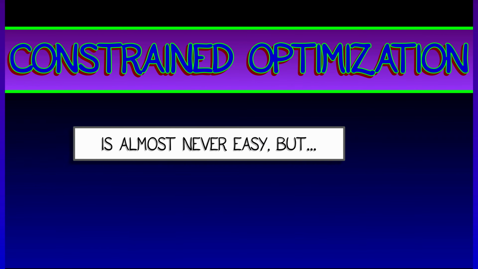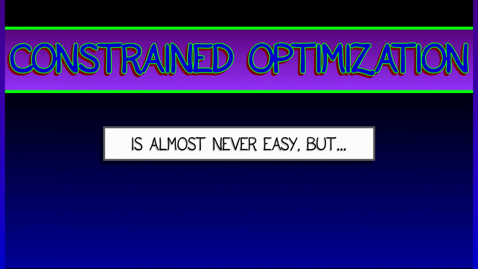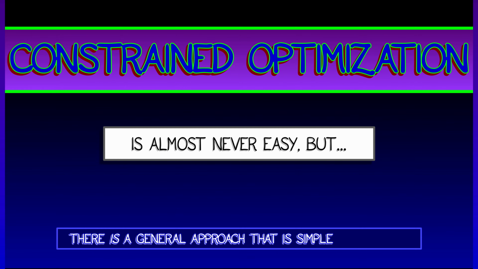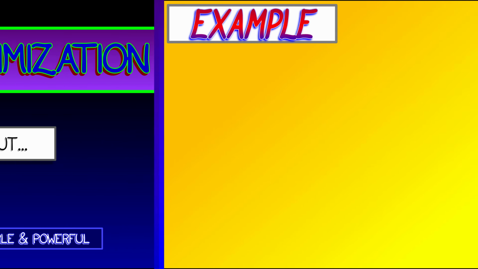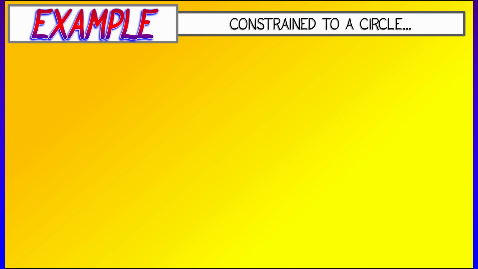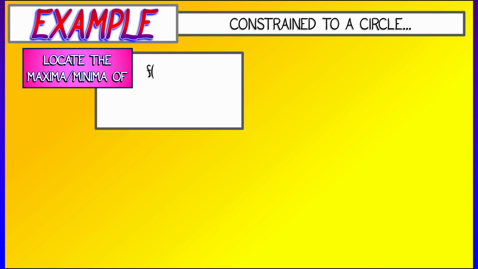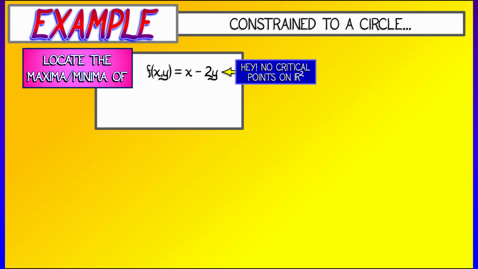Let's face it, constrained optimization is almost never easy, but there is a general approach that is as powerful as it is simple. Let's look at an example where we start off doing things the traditional way. Find the maxima and minima of the function f of x, y equals x minus 2y. Hey, wait a minute, this isn't going to work. This function's too simple. There are no critical points on the plane.